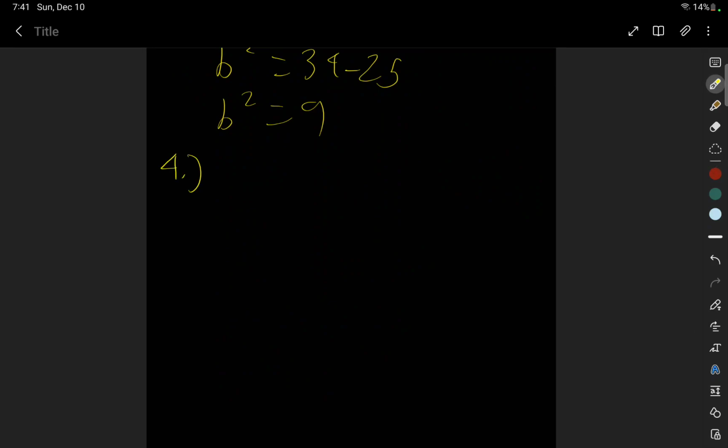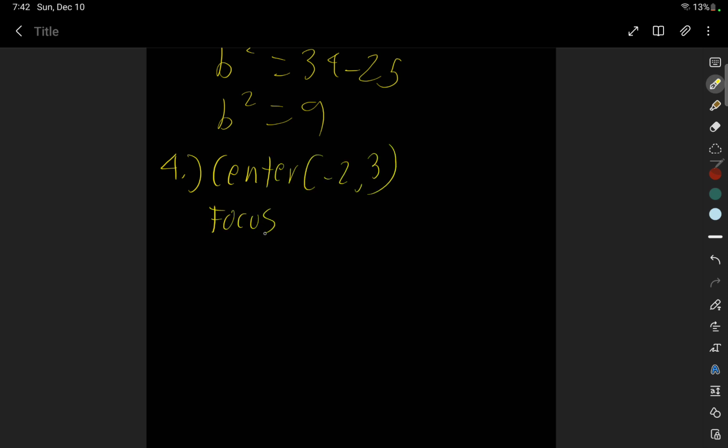Pero sa hyperbola, hindi na naman lagi na sa origin ang center. Yan ay magbabago. That will move to any point. So, let's try these problems with the center at h and k. For number 4, the center of the hyperbola is at negative 2 and 3.